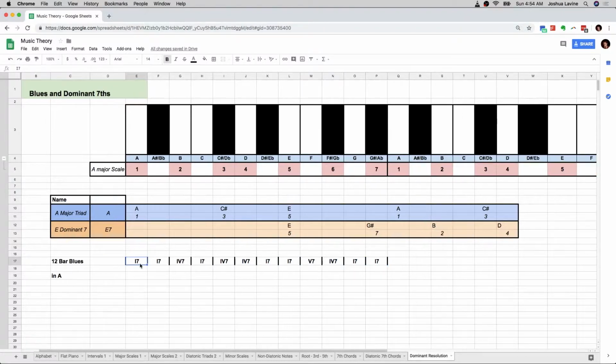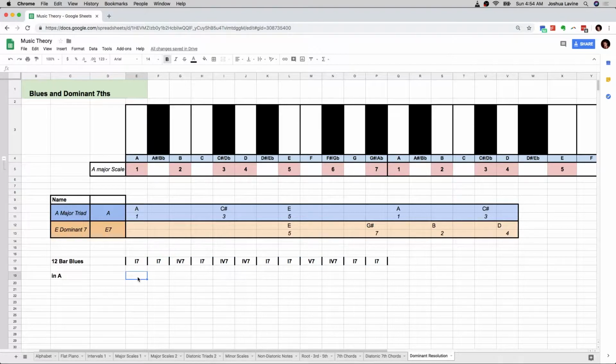So 1 1 1 1, 1 1 1 1, 4 4 4 4, 1 1 1 1, 4 4 4 4, 4 4 4 4, 1 1 1 1, 1 1 1 1, 5 5 5 5, 4 4 4 4, 1 1 1 1, 1 1 1 1, and it's going to start all over again. That's how that progression sounds.